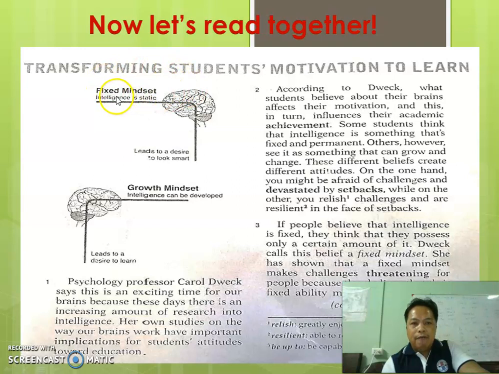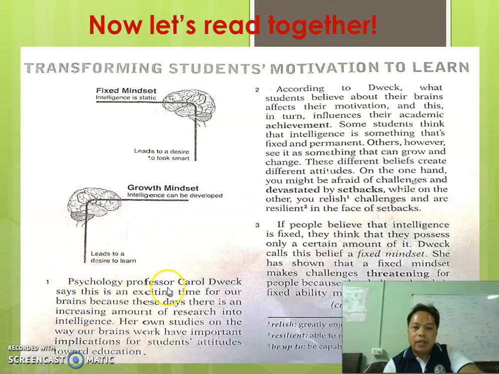This is the fixed mindset. So intelligence is static. That leads to a desire to look smart. The difference of these two, the other one here, is growth mindset. Intelligence can be developed and leads to a desire to learn. So these are the differences between the fixed mindset and growth mindset. So which one do you choose? At present, do you have a fixed mindset or a growth mindset? Which do you prefer? Okay, now let's read together.